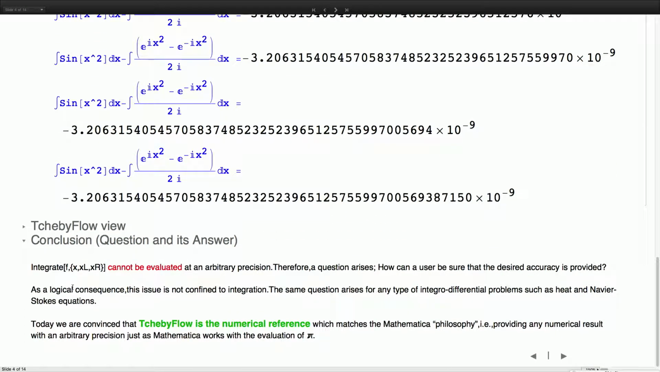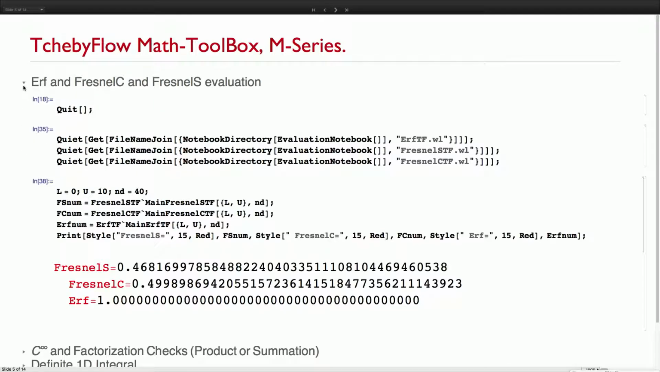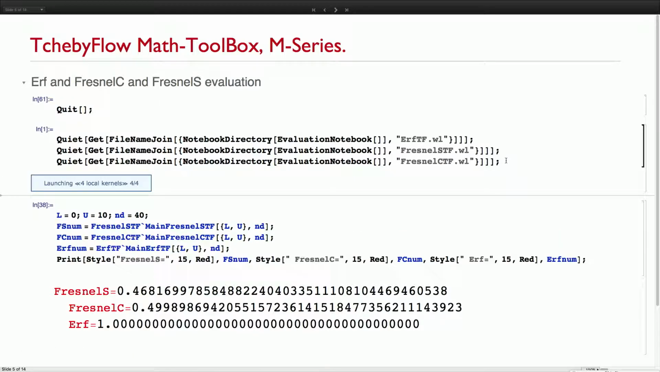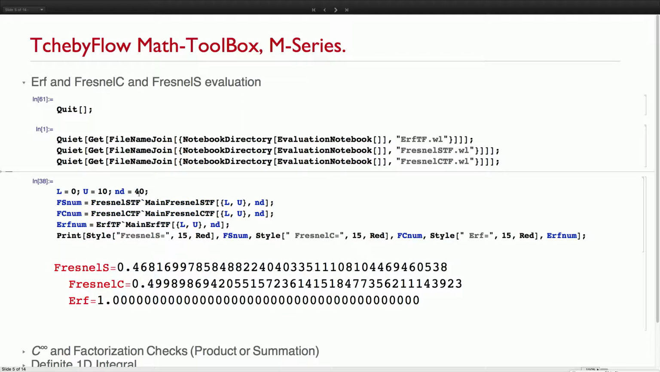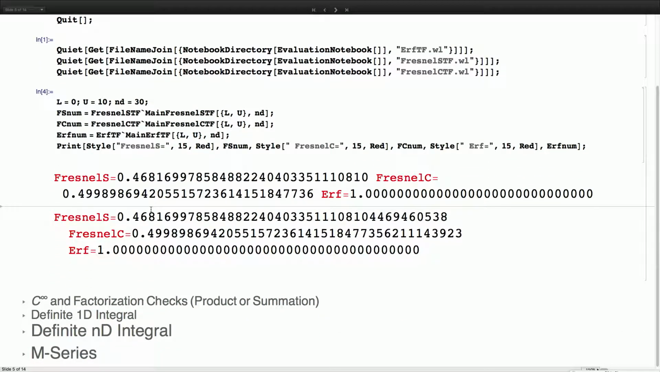and when you are seeing such inconsistencies from time to time, the user has a question: how can you be sure that the desired accuracy is provided? In that sense, we believe that we can be a numerical reference, even evaluating symbolic functions with our powerful method. And we can do other stuff with this. Of course, after seeing that, we had to do some of our own Fresnel S, Fresnel C, and error function calculation. I'm just going to show you. These are really fast functions. These are, let's say, 30 digits. I just want to obtain them, and you get the 30 digits of the Fresnel and error functions.